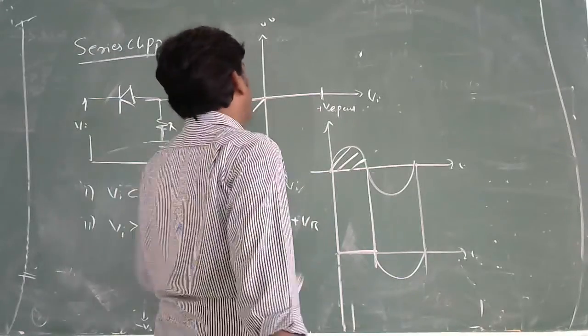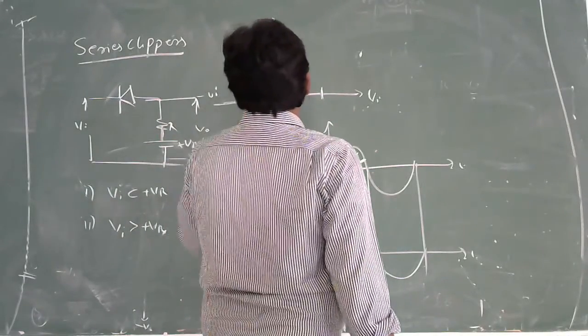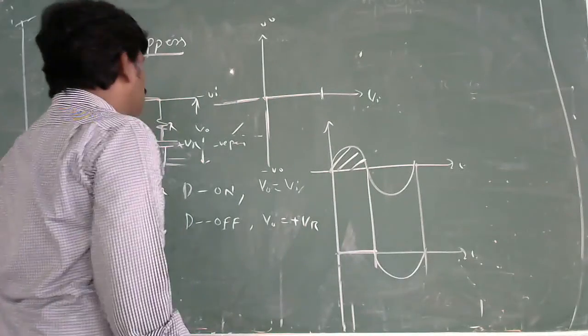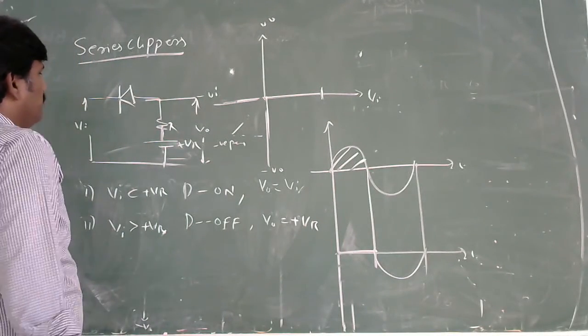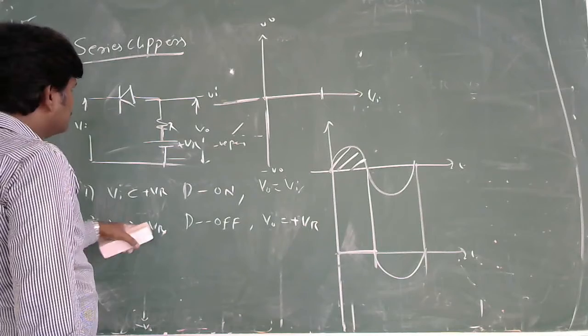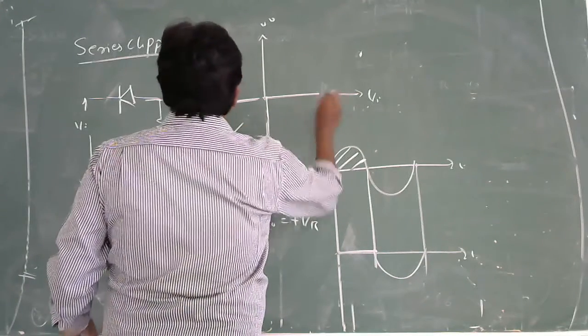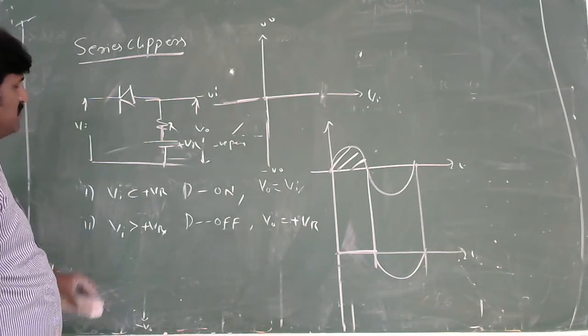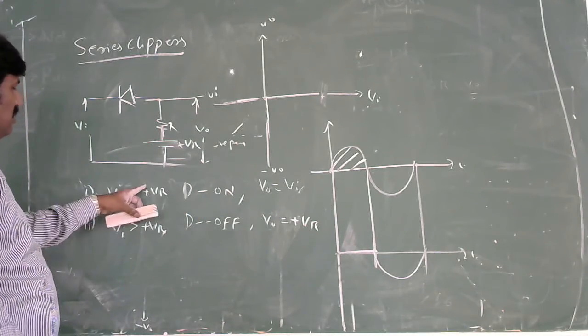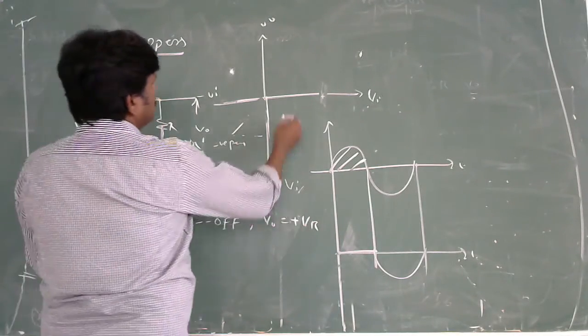Now again you can practice this one. What are the transfer characteristics of this circuit? Just observe here. When V naught is greater than VR, here VR you already know is the positive reference. And Vi is less than plus V reference. What is going to happen? Let me consider plus V reference. Where could we find this one?